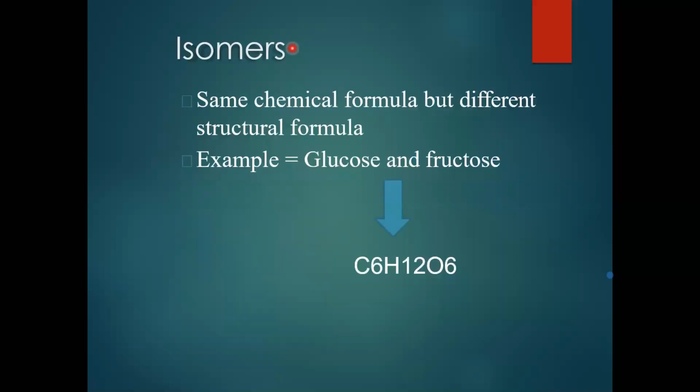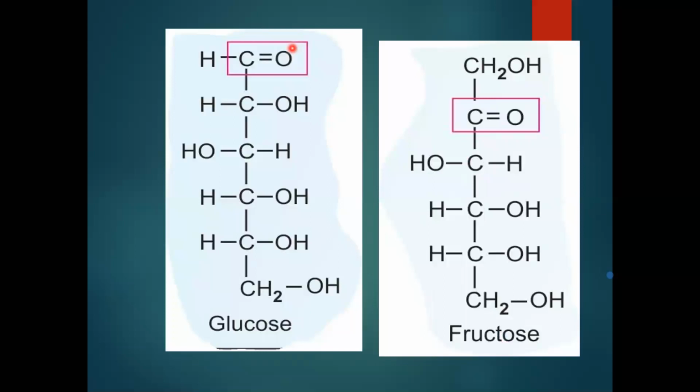Isomers. What are isomers? Isomers are compounds which have the same formula but differ in their structure. An example is glucose and fructose, both having the same chemical formula, C6H12O6, but one is an aldose whereas the other is a ketose.